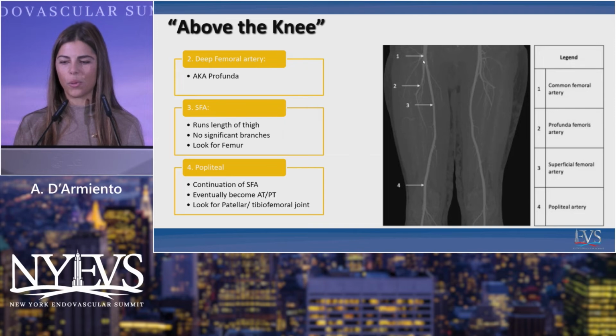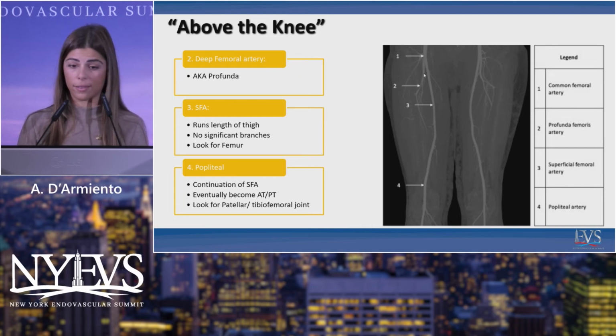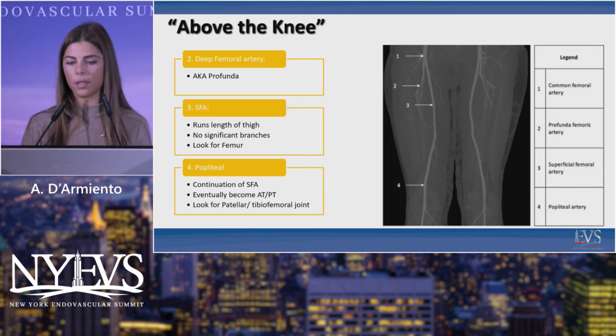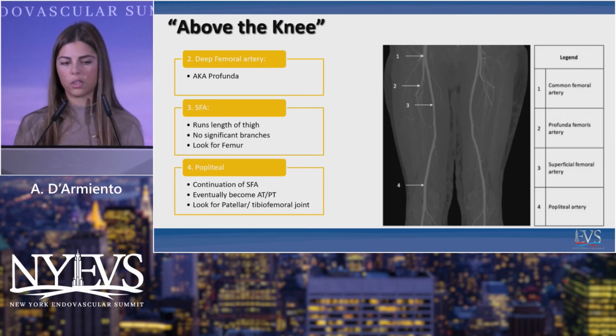So right here around 1, we have our common femoral artery, which then bifurcates to the profunda or deep femoral artery. We don't want to touch it. We don't intervene. We don't want to get access there, okay? The other area is the SFA, or superficial artery, which is a little bit of a misnomer. It's not that superficial. It's just in relation to the deep femoral artery.